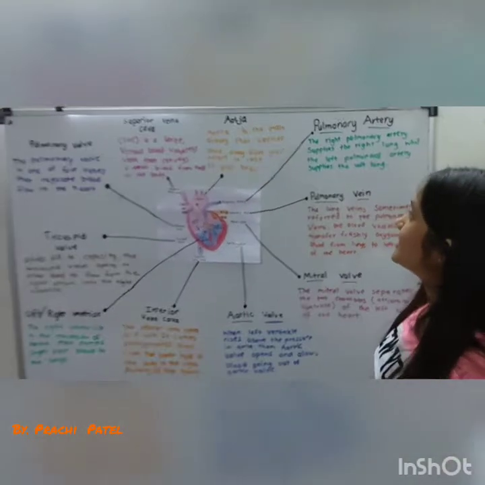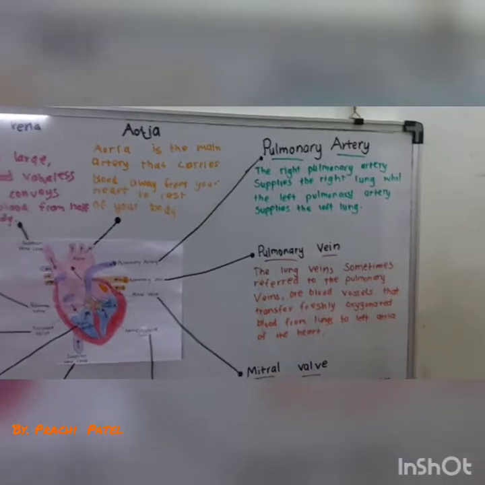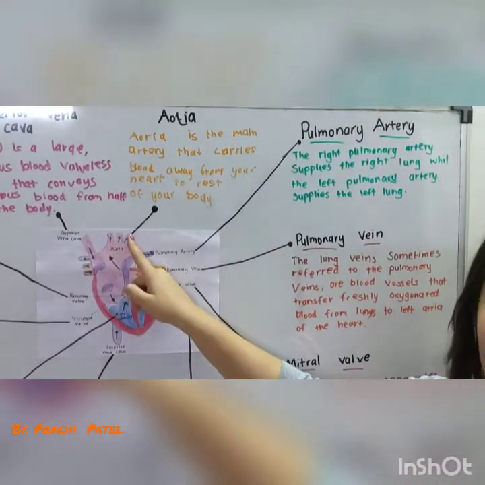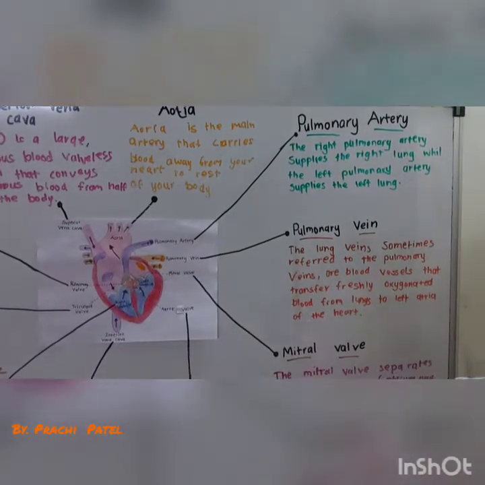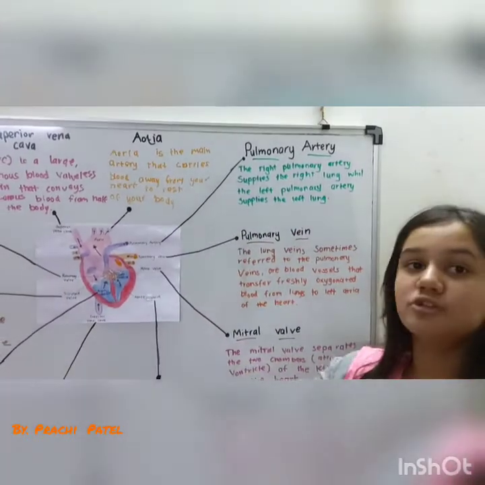Aorta. Aorta is the main artery that carries blood away from the heart to the rest of the body. So the aorta is located right over here. It gives fresh, oxygenated blood through the body.